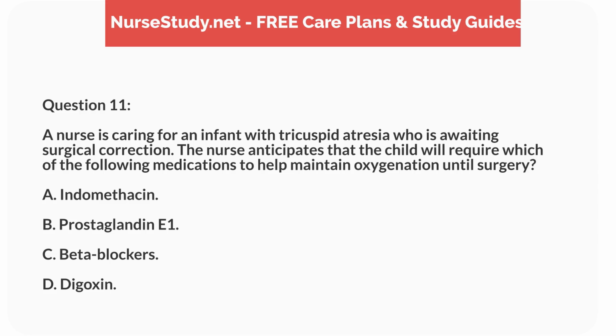Question 11. A nurse is caring for an infant with tricuspid atresia who is awaiting surgical correction. The nurse anticipates that the child will require which of the following medications to help maintain oxygenation until surgery? A. Indomethacin. B. Prostaglandin E1. C. Beta blockers. D. Digoxin.